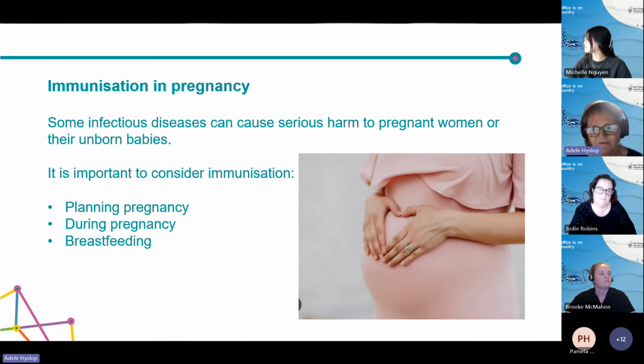Immunisation in pregnancy. So some infectious diseases can cause serious harm to pregnant women or even their unborn baby. Vaccination during pregnancy does not only protect the mother, but also generates antibodies that can cross the placenta, providing protection to the unborn baby and immunity that may continue for several months after birth, which is important for preventing disease. Women who are planning pregnancy, who are pregnant or breastfeeding, are therefore recommended to have their vaccination needs assessed as part of their preconception screening and to receive certain vaccines during their pregnancy.